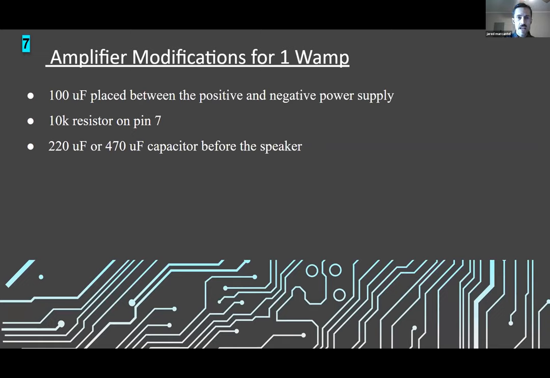We did add a few modifications to this circuit. We placed a 100 microfarad capacitor between the positive and negative terminals for the power supply. We were hearing some static noise, so we popped that in there, and it took care of some of the noise for us. Also a 10K resistor on pin 7 helped take care of some of the noise.